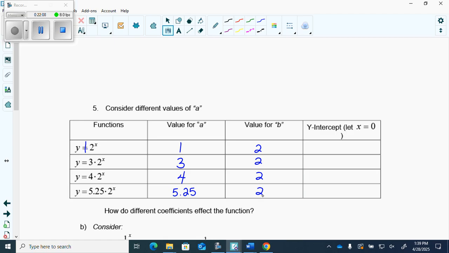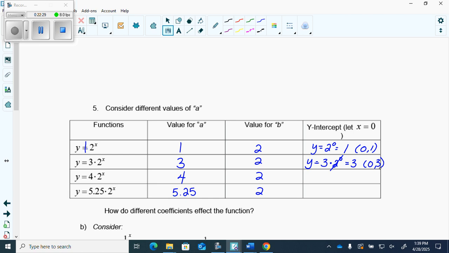But what are the y-intercepts for these? We would get y equals 2 to the 0, which is 1. So I would get 0, 1. This one I would get y equals 3 times 2 to the 0. And 2 to the 0 is just 1. 3 times 1 is 3.